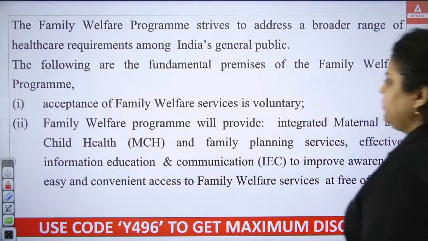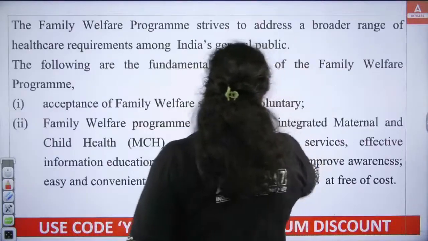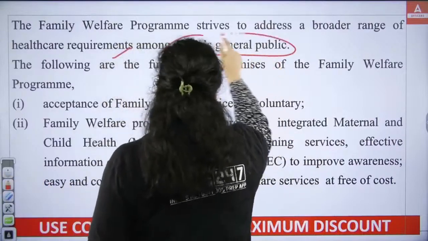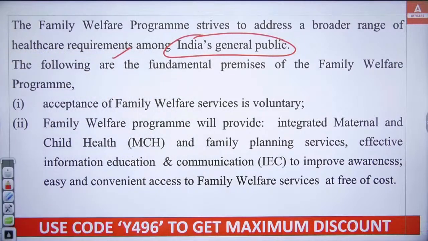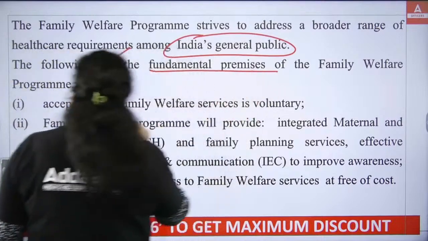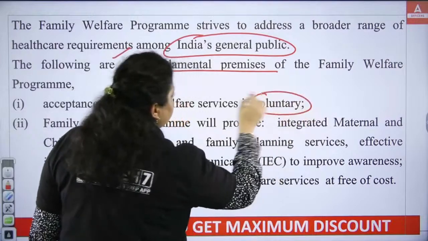Apart from that, the family welfare program aims to address a broader range of healthcare requirements among India's general public. So it covers certain fundamental premises of the family welfare program. First is that acceptance of family welfare service is voluntary.